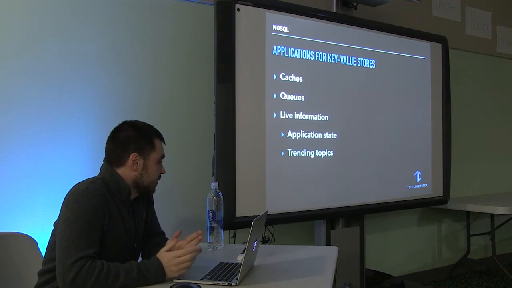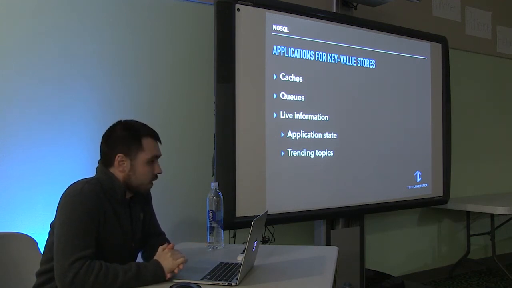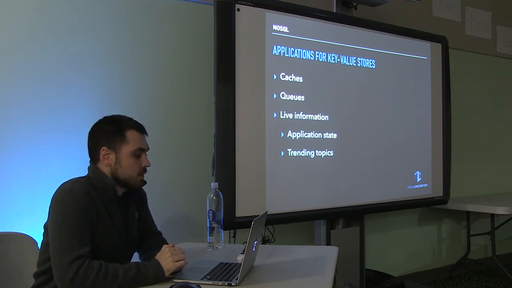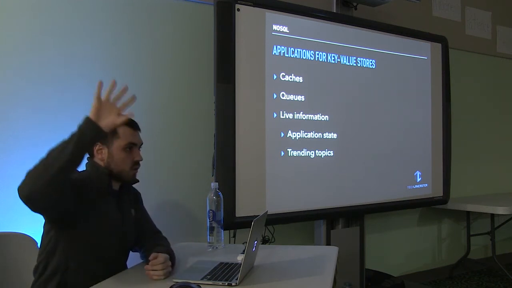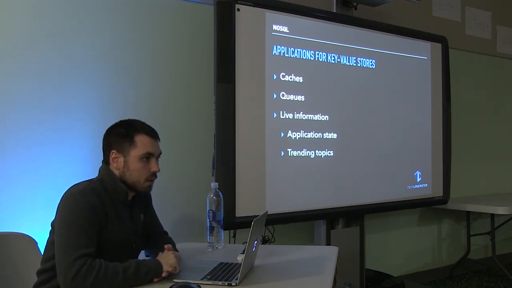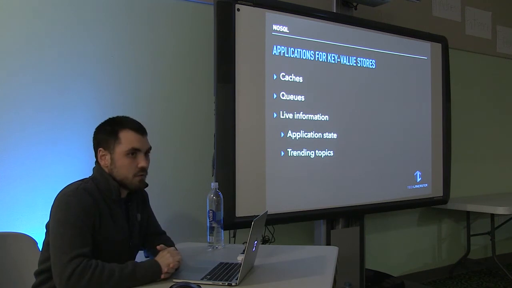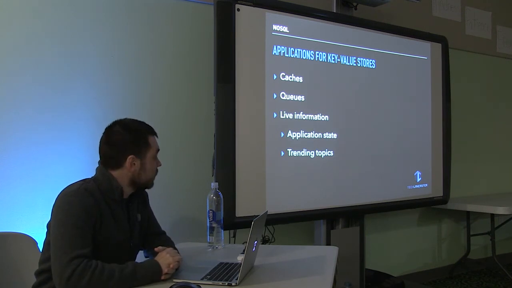So some of the applications you could use these for, like I said, caches and queues, a lot of real-time information, like application state machines. One thing I thought of was on Facebook, you have the trending topics thing up in the top right. That could be easily solved with a key value store.